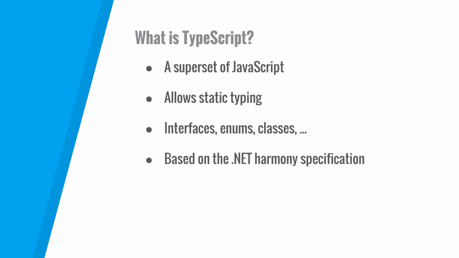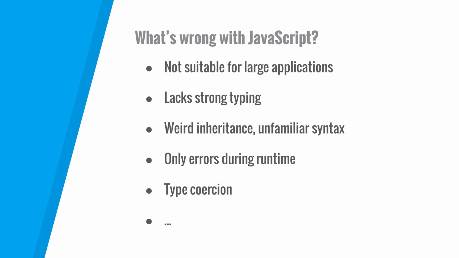In fact, TypeScript is based on the .NET Harmony specification, so a lot of code looks and behaves similarly to .NET and other object-oriented programming languages. But what's wrong with JavaScript? Why would we want to replace it?